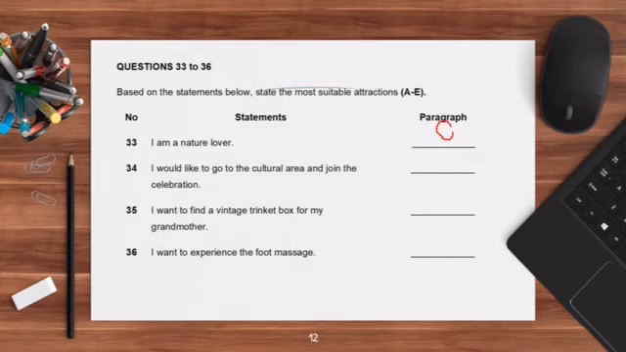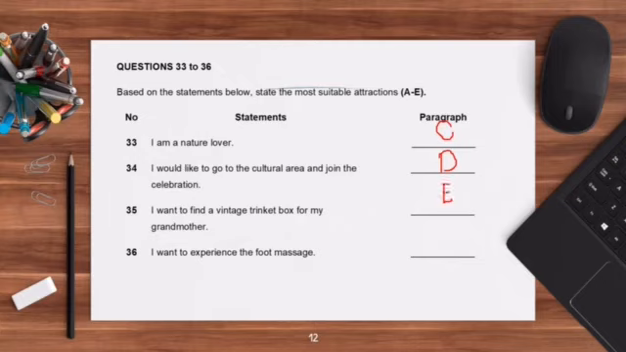I would like to go to the cultural area and join the celebration. That is question number 34. The answer for question number 34 is D. Question number 35: I want to find a vintage trinket box for my grandmother. The answer for this question is actually E. The answer for question 35 is E.